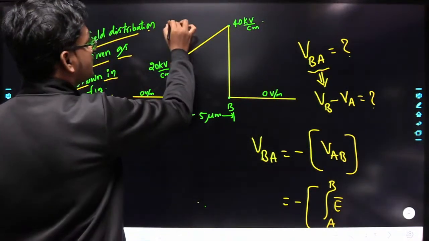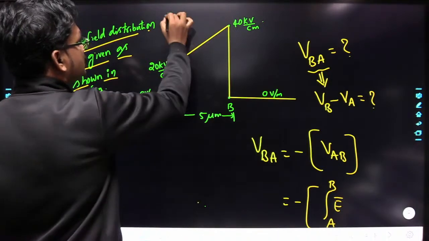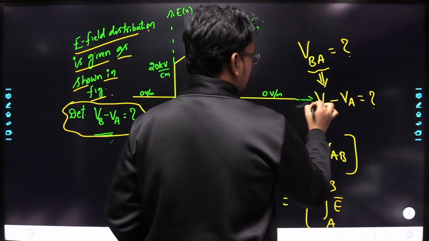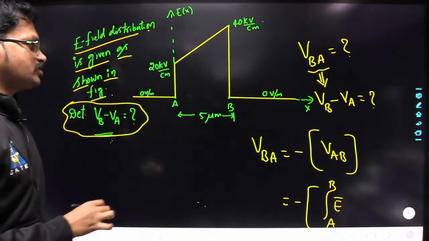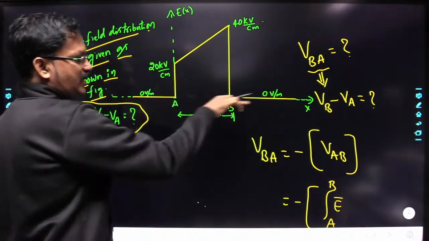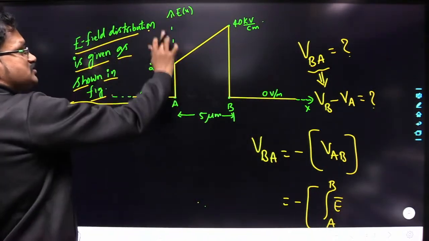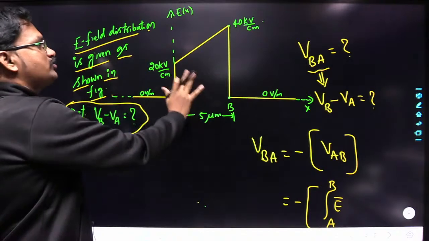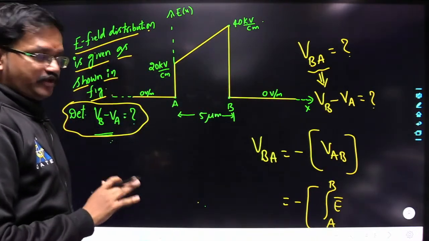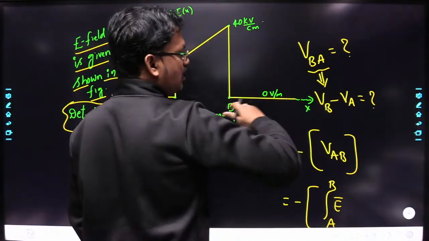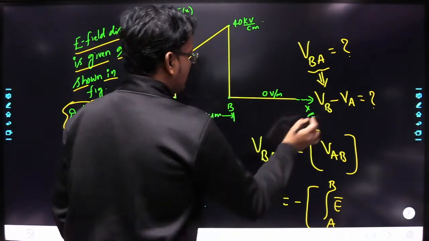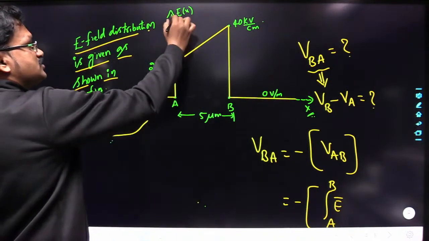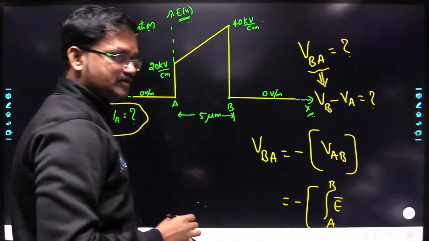Let us consider this axis as the x-axis, and on this axis let us consider E of x. They have given how the electric field is varying. On this axis I am considering x, then it is going to give you how the electric field is varying with respect to x. On this axis I am representing E of x, right?